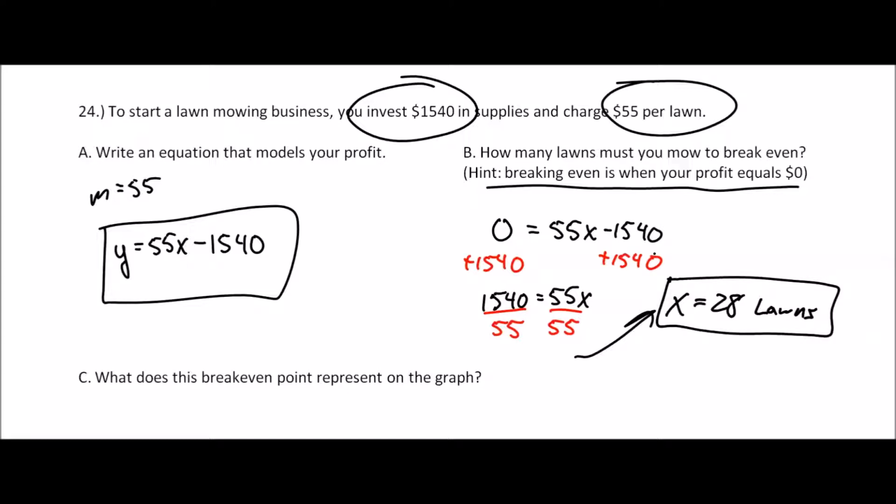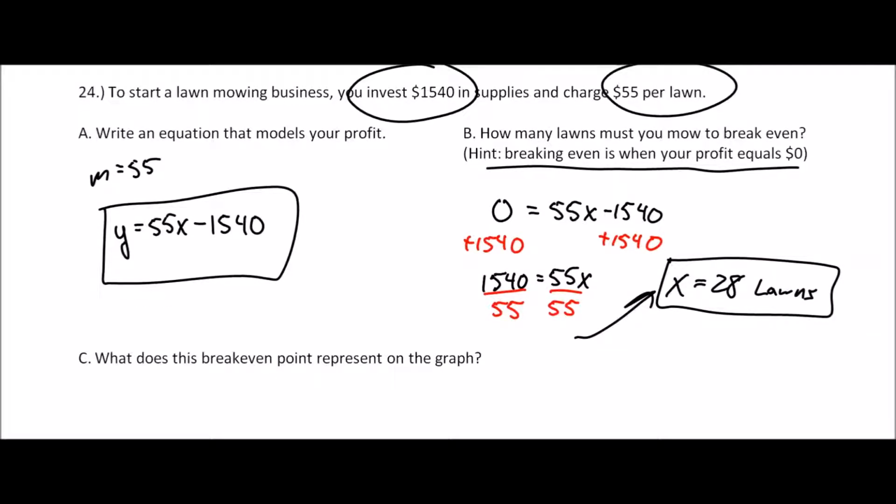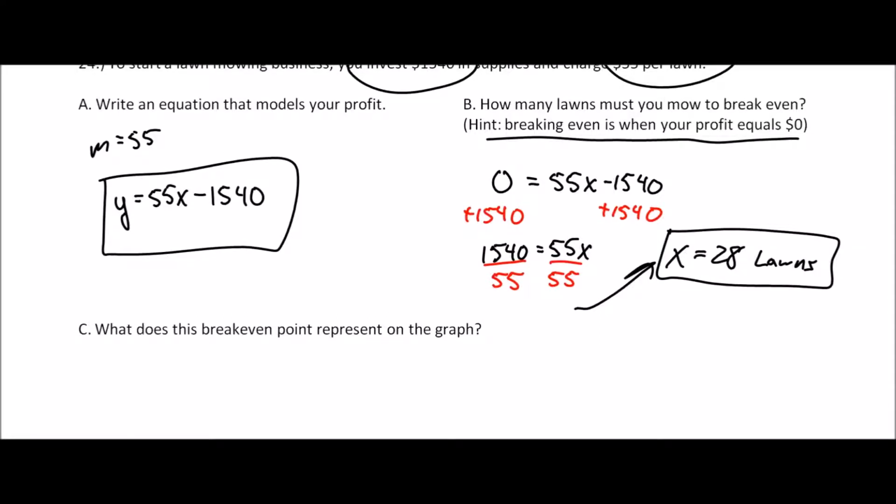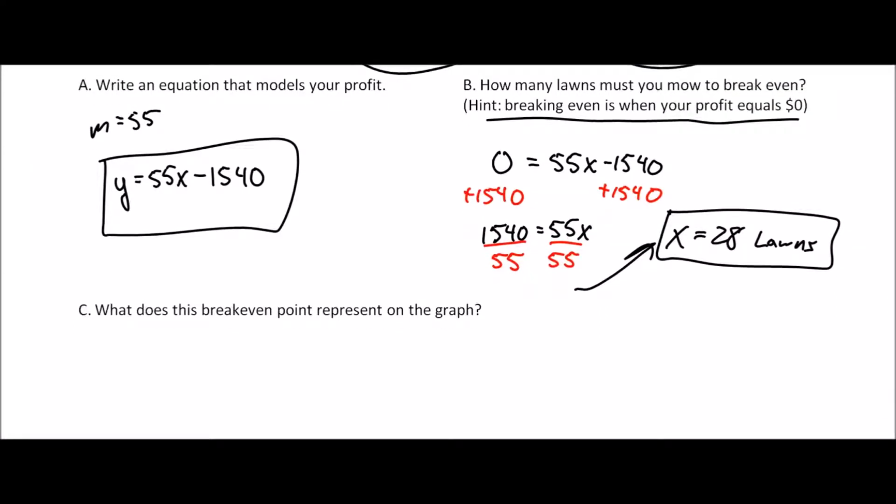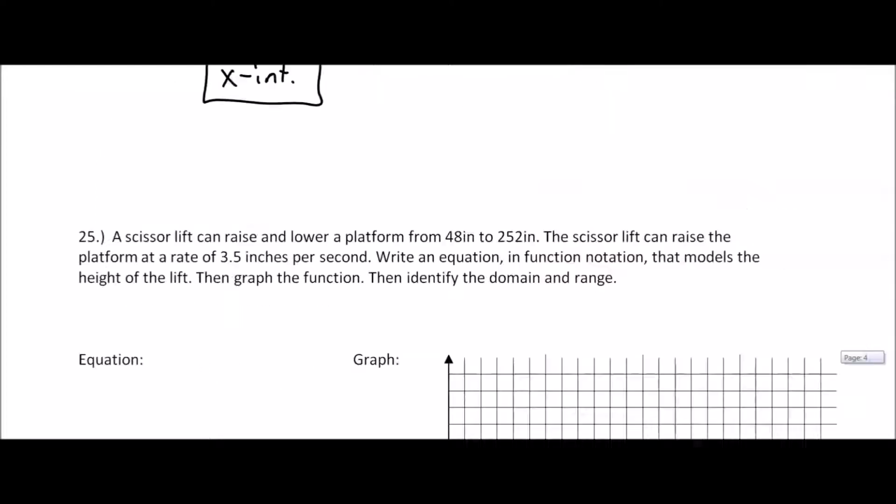All right. The third part of this, the last piece of this, is it's asking, what does that break even point represent on our graph? So this is kind of a question about, what did we just do? We just plugged a 0 in for y. Well, plugging the 0 in for y means we're finding the x-intercept. Okay, so the break-even point is the x-intercept on the graph. All right, and we know it's the x-intercept because the x-intercept is when y equals 0, and that's exactly what we just did. We just plugged the 0 in for y. Okay.